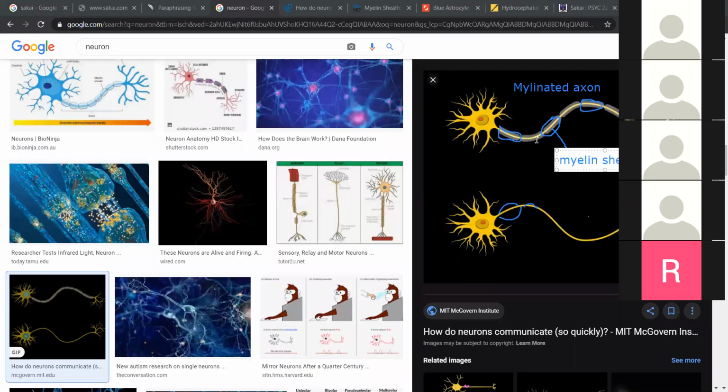So the circles you can see surrounding the axon, we call the myelin sheath. That's why we call that structure myelinated, because a myelin sheath is surrounding it. Please, I hope it's clear. Yes, sir, very clear.